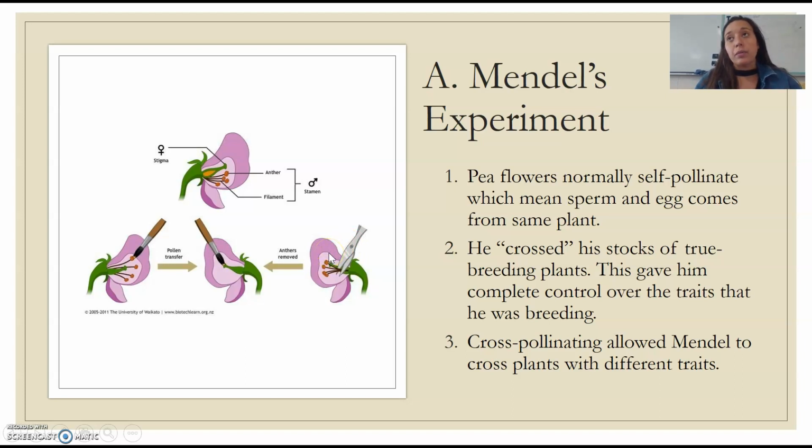So if he had 1 purple plant and 1 white plant, he would cross those 2. He crossed his stocks of true breeding plants. This gave him complete control over the traits that he was breeding. The cross-pollinating allowed Mendel to cross plants with different traits. So he basically made a controlled experiment. As you know, experiments are so important that they're controlled. And in order to make it controlled, he took out the variable of having both male and female parts on 1 plant.